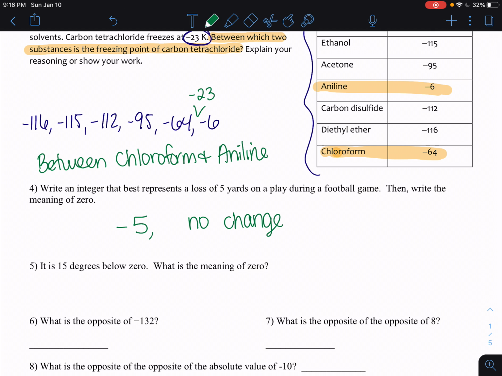In number 5, it says it is 15 degrees below 0, so we're still at -15. And here our 0 is going to be 0 degrees because we're comparing that -15 degrees to 0.